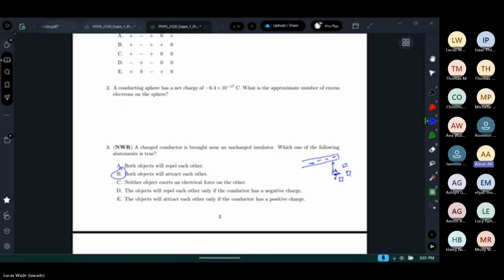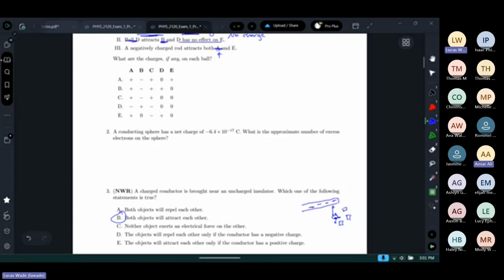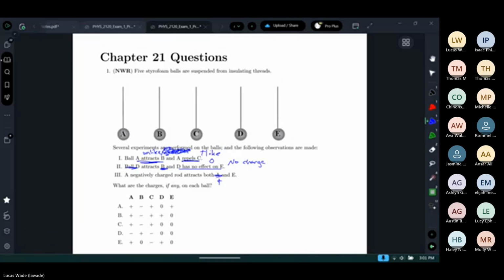I'm sorry, could you explain why in question 1 ball D is 0? Ball B isn't 0, it is negative. I meant to say ball D, sorry.